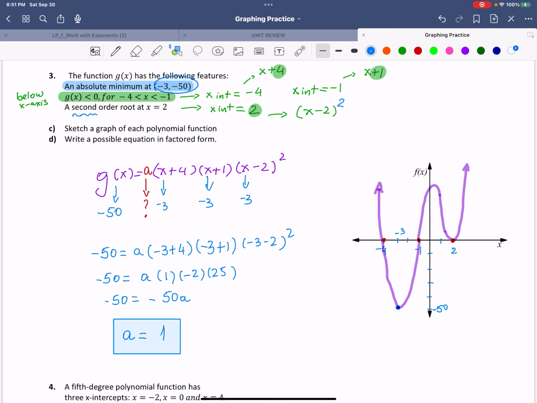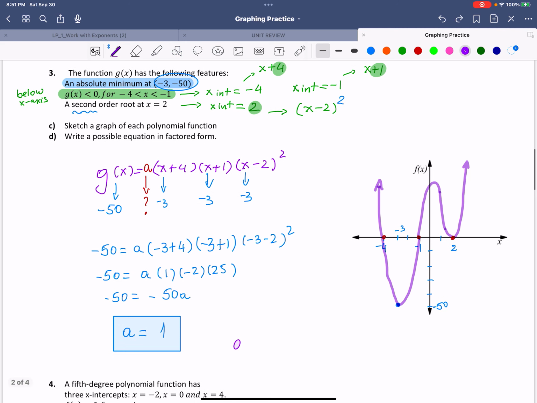And now we can say with confidence that the equation of this particular function, g(x), is 1 times (x plus 4)(x plus 1)(x minus 2) squared.